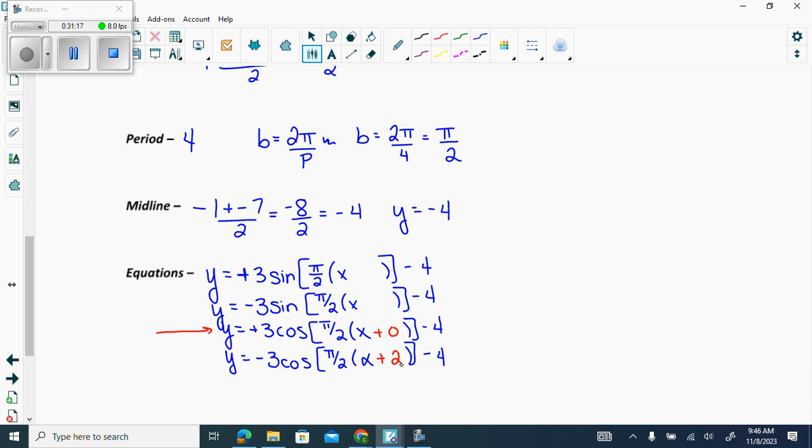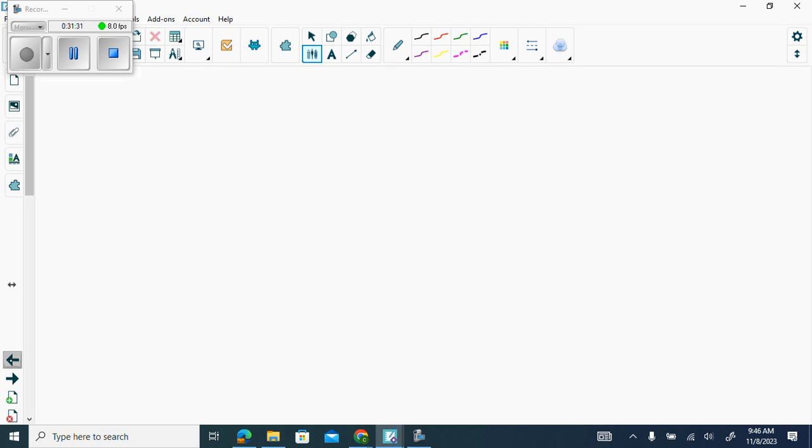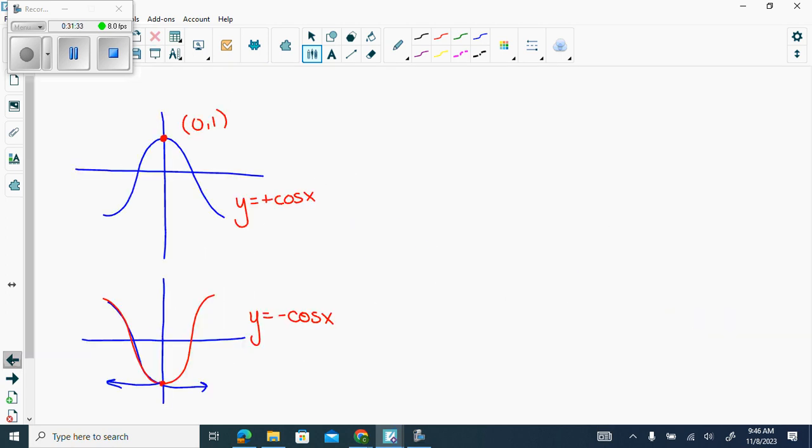Okay, can I get you to do something for me? Go to your calculator, type in sine x in y1, and then in y2, I need the midline. What is the midline on a sine x graph? 0. You go y2 equals 0 and make it thicker.